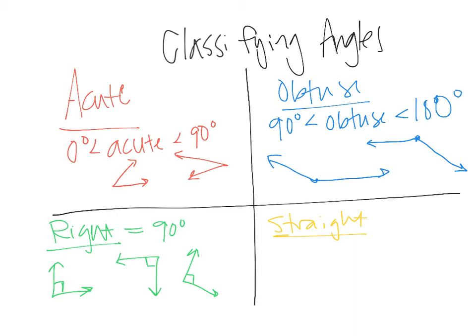And the last one is a straight angle, and a straight angle is 180 degrees exactly. And 180 degrees is a line. So there is no difference between a straight angle and a line. People who say a straight line are being redundant. So our straight angles can go in any direction, but the biggest thing is that our measure of the angle is 180 degrees.